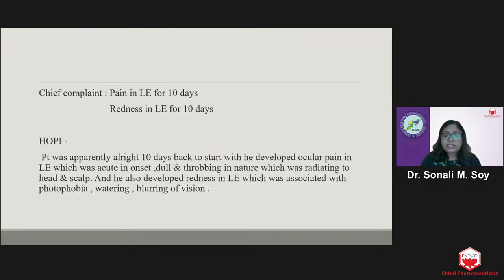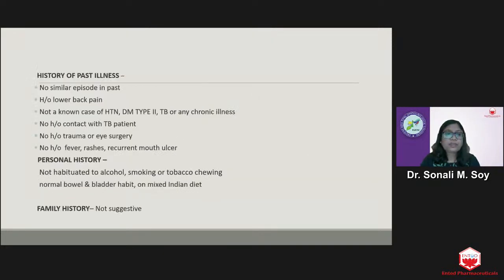for 10 days. History of present illness: patient was apparently all right 10 days back to start with. He developed ocular pain in left eye, which was acute in onset, dull and throbbing in nature, and which was radiating to head and scalp. And he also developed redness in left eye, which was associated with photophobia, watering, and blurring of vision.